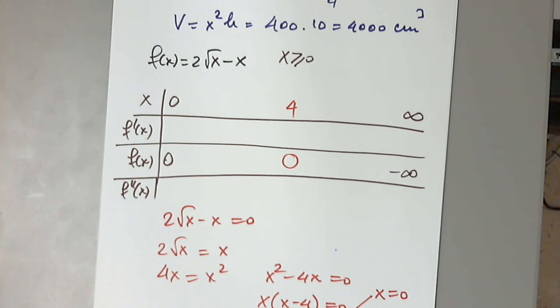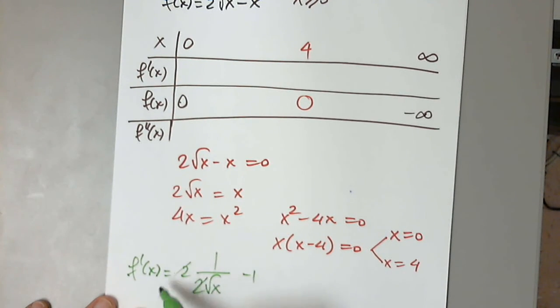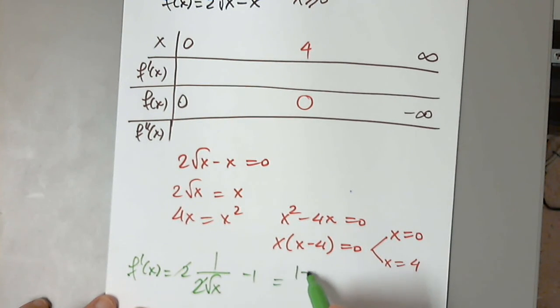Now, we exhausted all the information that comes from the function. So now we have to determine the derivative, set it equal to 0 to find critical numbers, and then study its sign. Are we ready for that? So then f prime is 2 times 1 over 2 the square root of x, minus 1. So then 1 minus the square root of x over the square root of x.